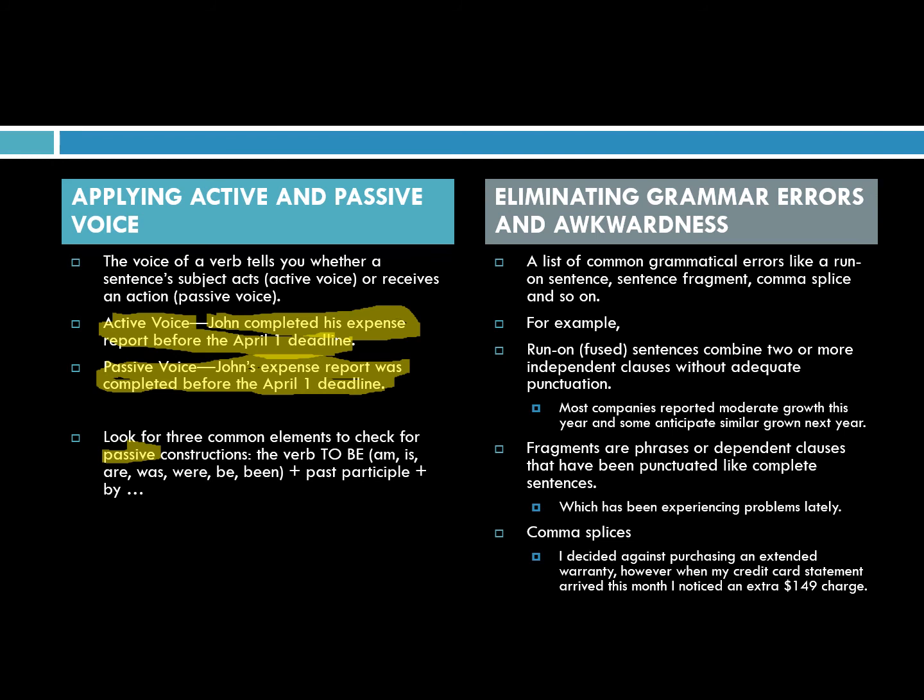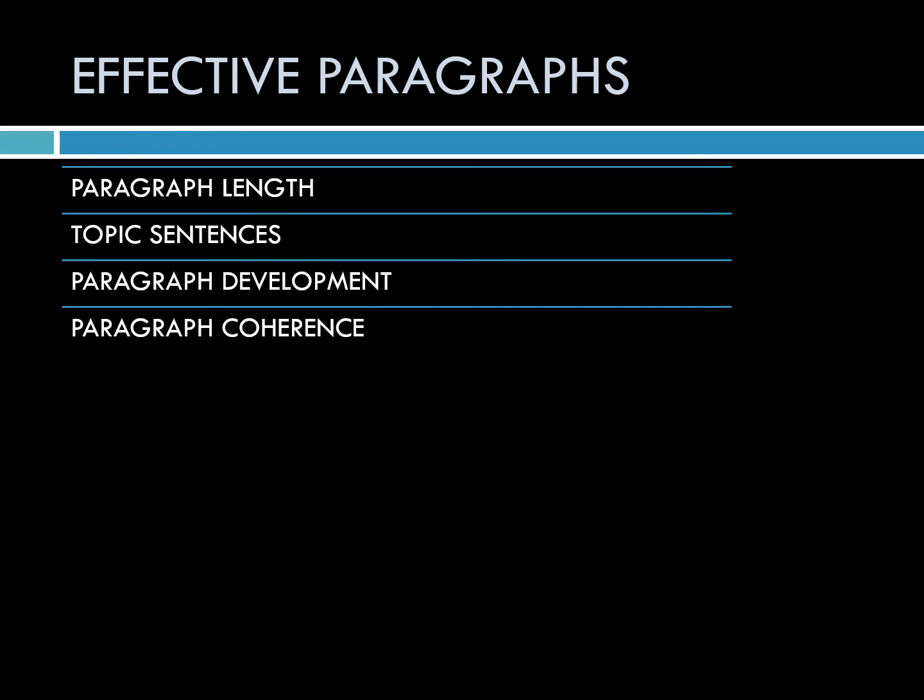And then they talk about eliminating grammar errors and awkwardness. And they mention very basic grammar errors: a run-on sentence, sentence fragments, and comma splice. Effective paragraphs. There are 4 sections in this: paragraph length, topic sentences, paragraph development, and paragraph coherence.